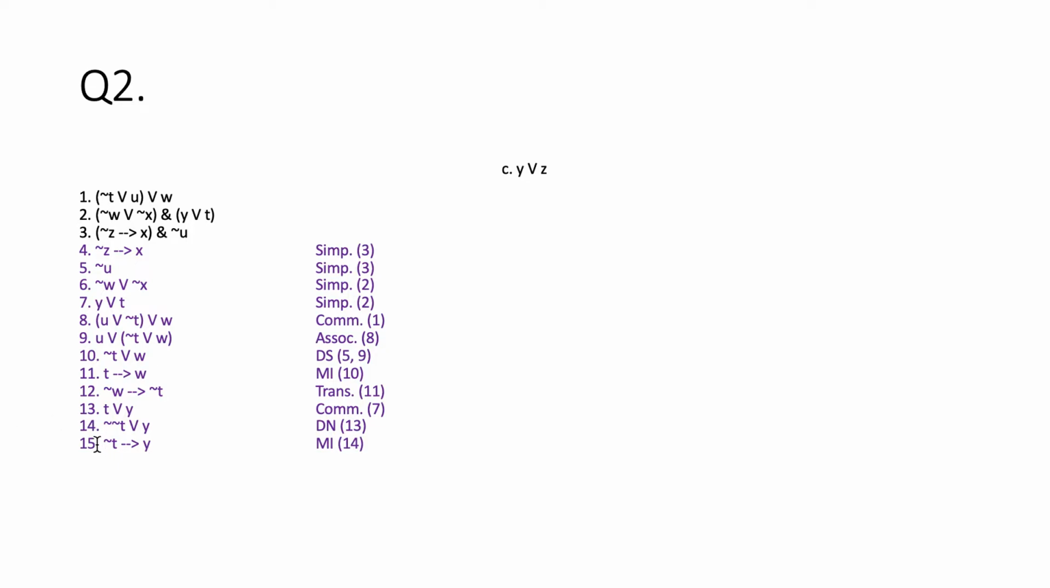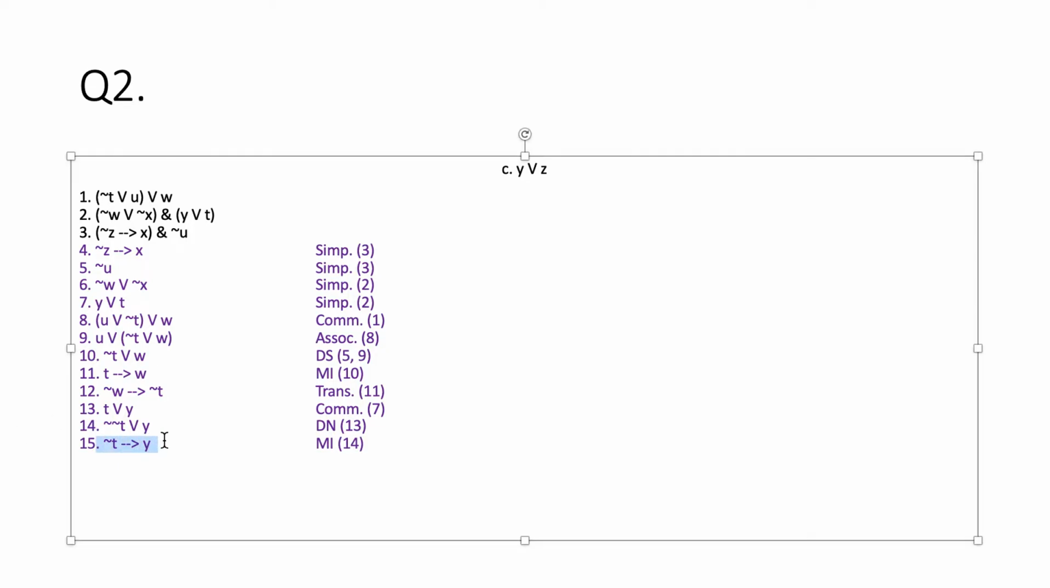And so now I have this conditional here, the antecedent is not T. At 12, I have a conditional, the consequent of which is not T. So I can do hypothetical syllogism on 12 and 15 to produce this conditional: if not W, then Y. Okie doke. Now, what am I going to do?